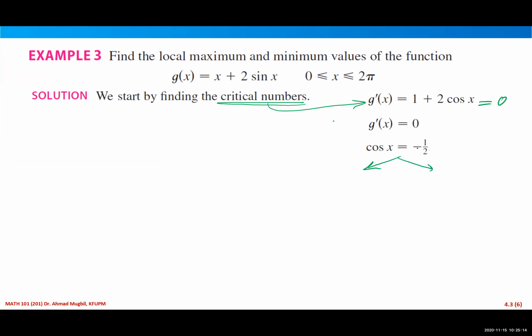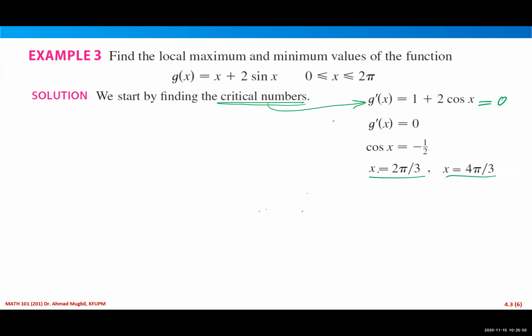Cosine x is negative. So in which quadrant are we? We are in the second and third. So what is the function that you need to ask yourself? Before asking what is the angle whose cosine is -½, ask what is the angle whose cosine is ½. It is pi over 3. But in the second quadrant, it is 2 pi over 3. And in the third, it is 4 pi over 3. You need to recall, ya Shabab, how to solve trigonometric equations. So according to that, x is 2 pi over 3 or 4 pi over 3. Now these are the critical numbers.